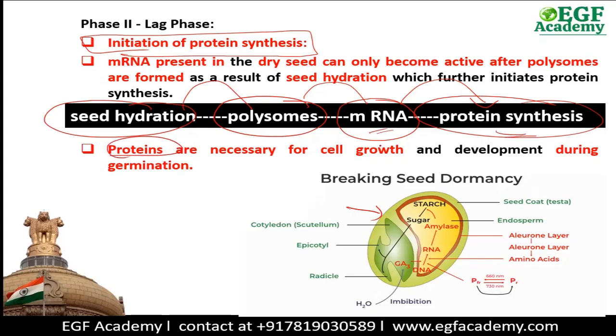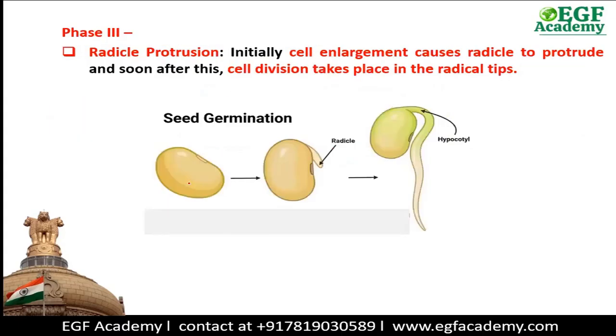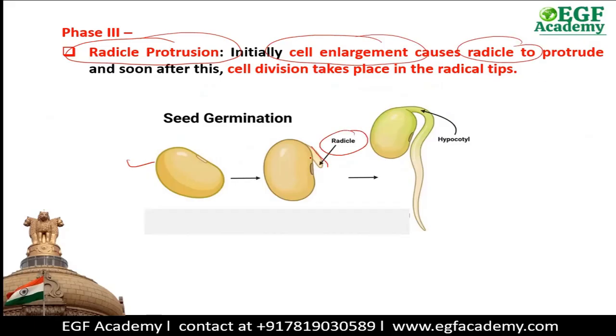The proteins are necessary for cell growth. Only when the proteins develop inside the seed, the stem and root will emerge from it. Only then it will germinate. So in this way, after hydration, proteins start forming here. Then comes the radical protrusion. Now the cells of the seed enlarge. The cells grow and the radical emerges from it. This is the radical. You can see here. The tips of the radical undergo many cell divisions and it becomes very elongated.